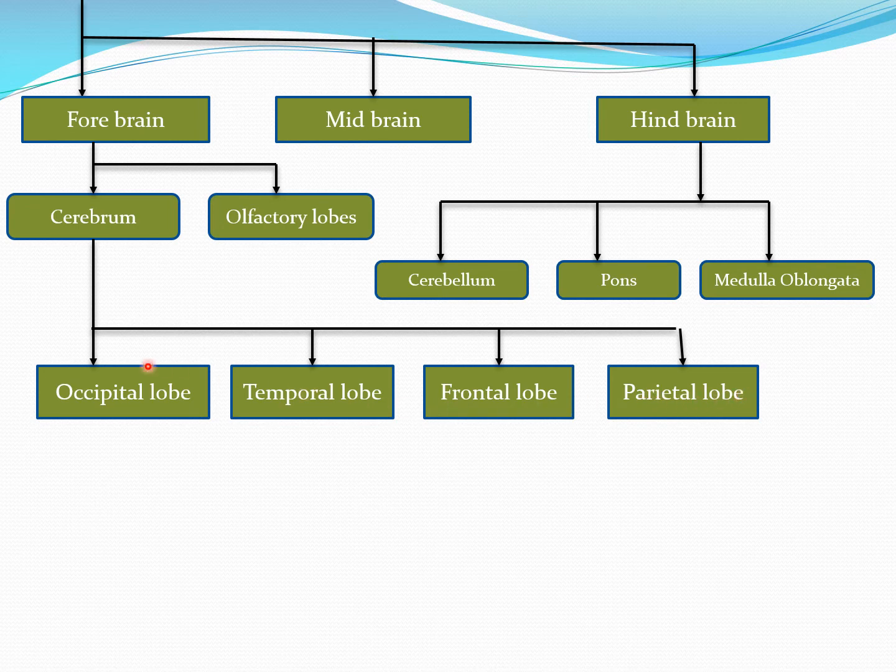Okay, we can see all these later. Olfactory lobes. From the term itself you can understand it is for detecting the smell. Then midbrain, no parts. Then hindbrain, there are three important parts: cerebellum, pons and medulla oblongata.